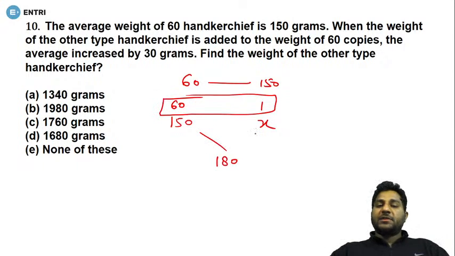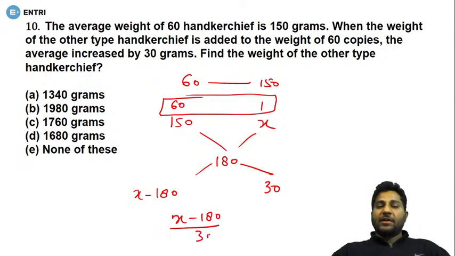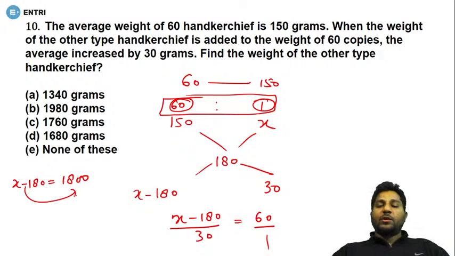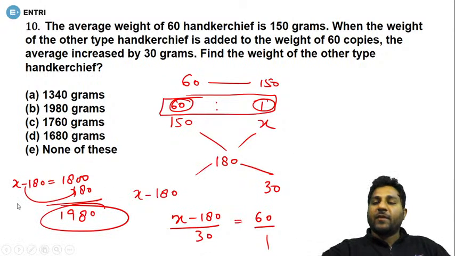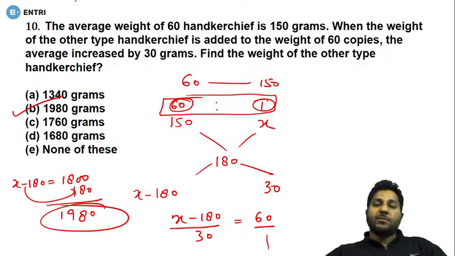Then we can use alligation. Look at this, how we are going to use this. Simple, 30, and this will be x minus 180. So x minus 180 divided by 30 equals 60 by 1, because this ratio was of 60 handkerchiefs and 1 handkerchief, and that is x minus 180 equals 1800. And what we could do, we will add 180, that makes 1980 grams. Your option B will be the correct one.